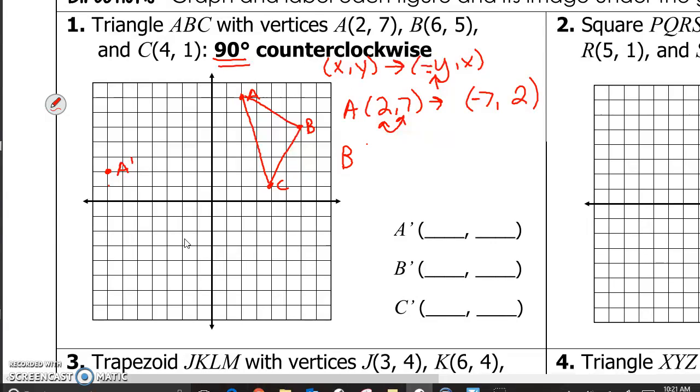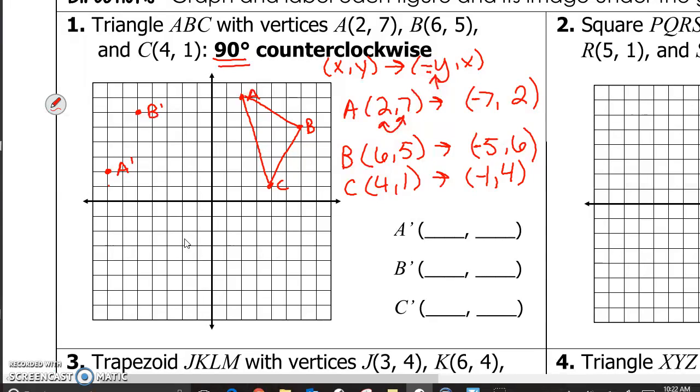Point B is at 6, 5. And now it's going to flip them. 5, 6. And the y becomes the opposite point, so now it's negative 5, 6. So negative 5, and then up 6. Okay, and then C is 4, 1. So the new point, we flip them, and the x is negative. So negative 1, positive 4.